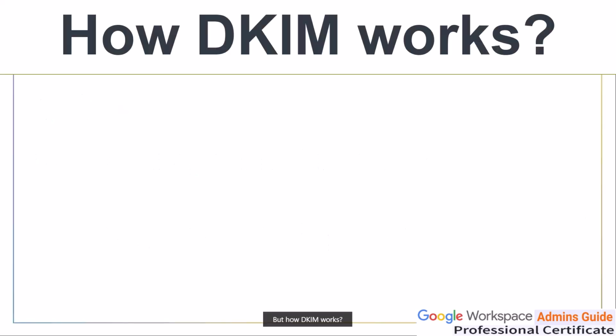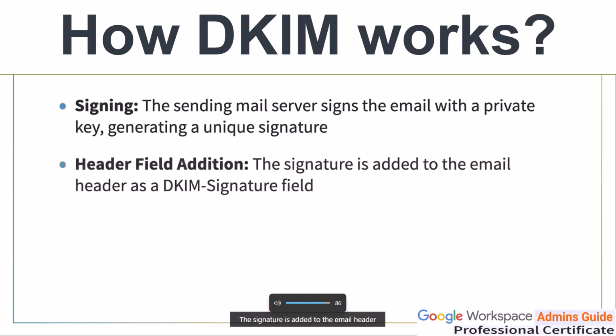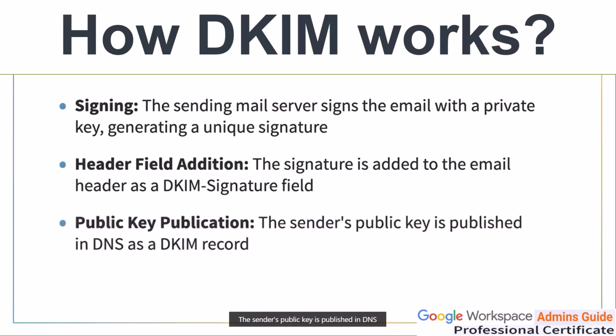But how does DKIM work? The sending mail server signs the email with a private key, generating a unique signature. The signature is added to the email header as a DKIM signature field. The sender's public key is published in DNS as a DKIM record.